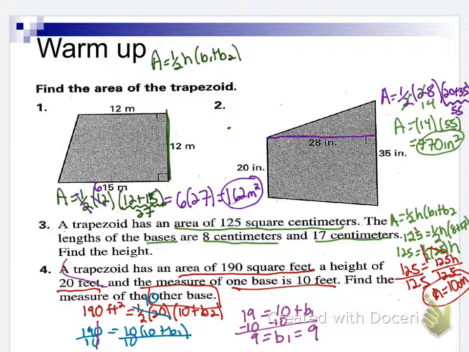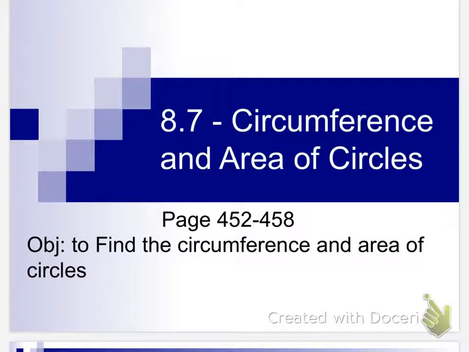And then what's my units on this? Feet. 9 feet. Okay, 8.7 is the last one in this chapter. So 8.7 is circumference and area of circles. You guys have dealt a little bit with circles before, so we're going to talk a little bit more about them. So to find the circumference and area of a circle is what we're talking about today. Circumference and area of a circle.